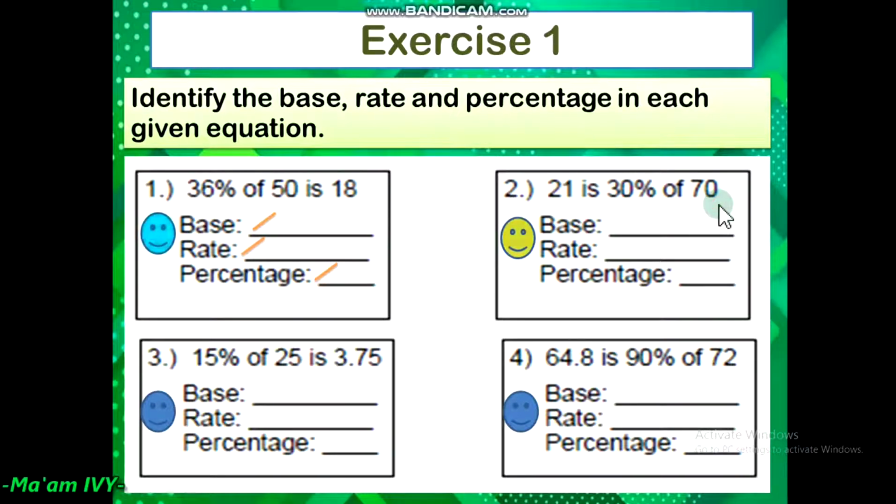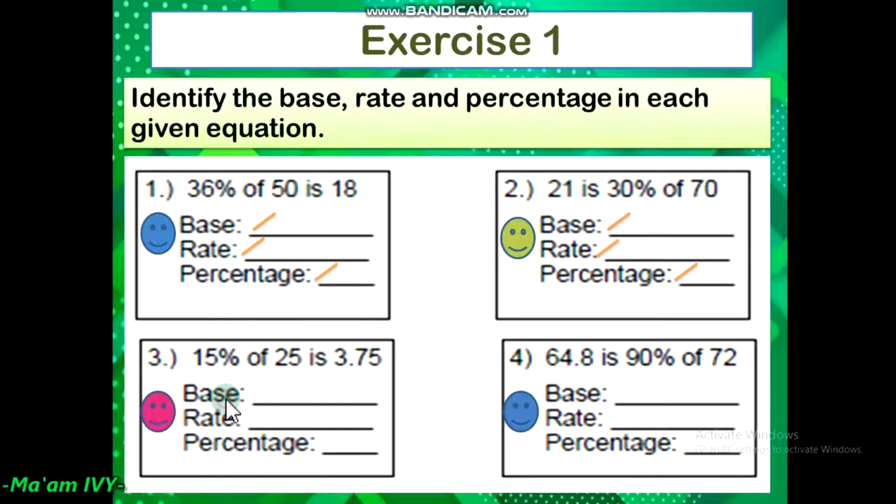For number 2, 21 is 30% of 70. Identify the base, the rate, and the percentage. For number 3, 15% of 25 is 3.75.